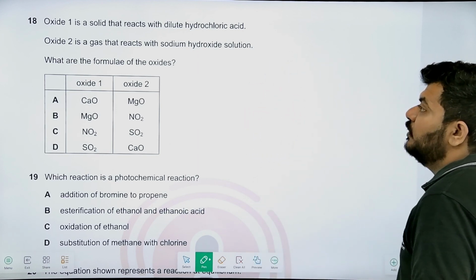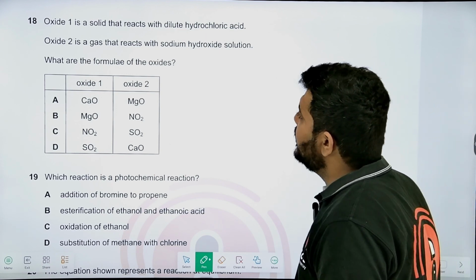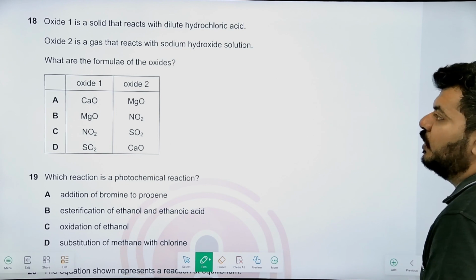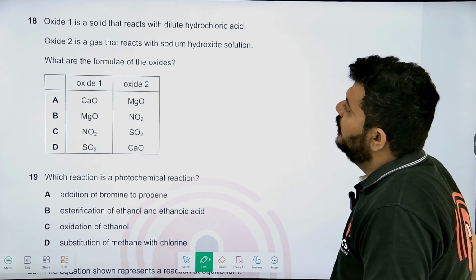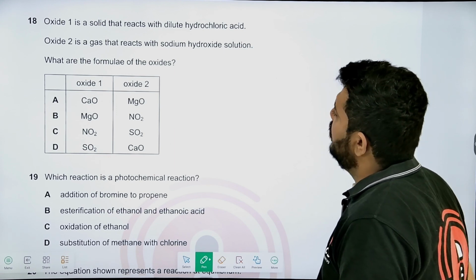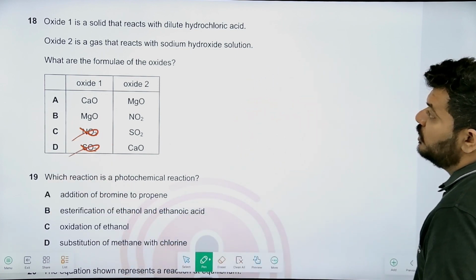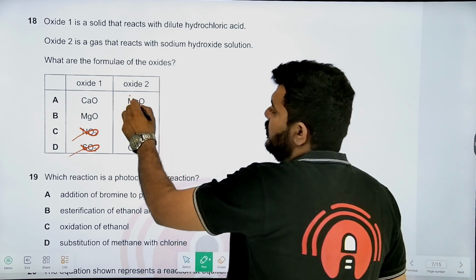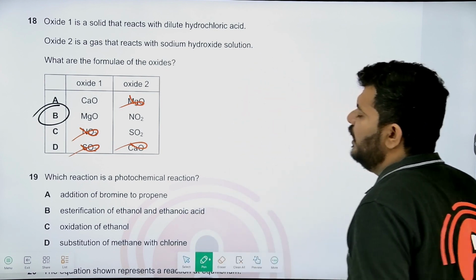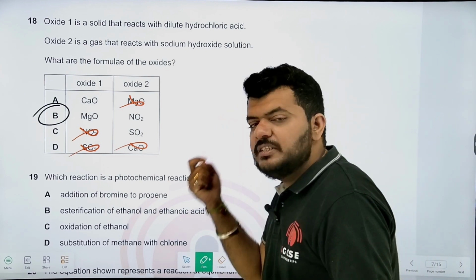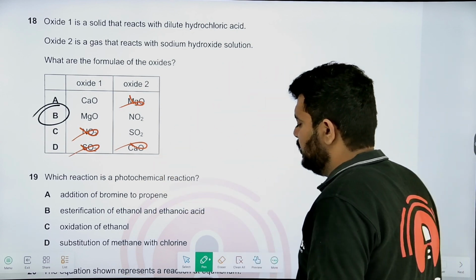Okay, question 18. Oxide 1 is a solid that reacts with dilute hydrochloric acid. Oxide 2 is a gas that reacts with sodium hydroxide solution. What are the formulas of the oxides? Okay, reacts with dilute hydrochloric acid, so it has to be a basic oxide, so it cannot be these two. Oxide 2 is a gas, so it cannot be this, and this leaves us with only option B, right? And because nitrogen dioxide is an acidic oxide, it will definitely react with sodium hydroxide, which is a basic compound, right?